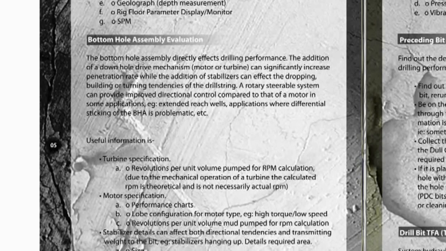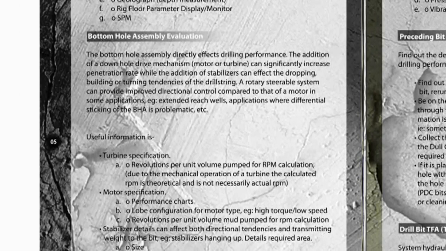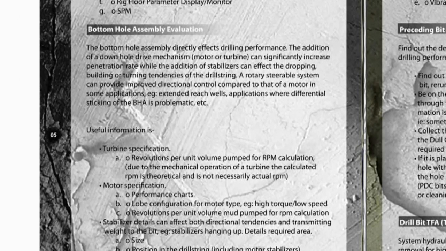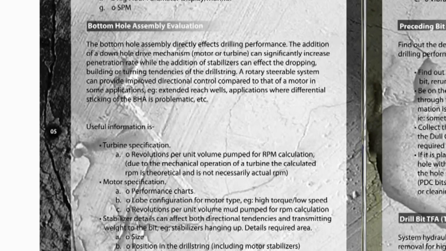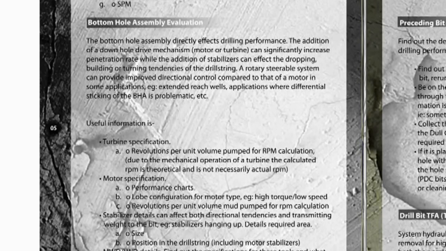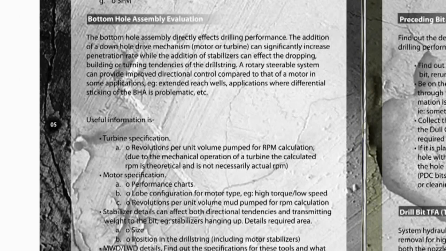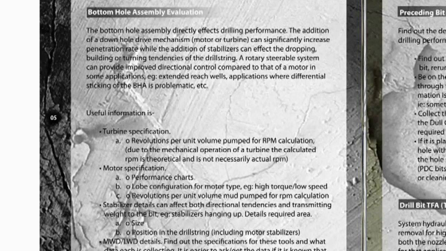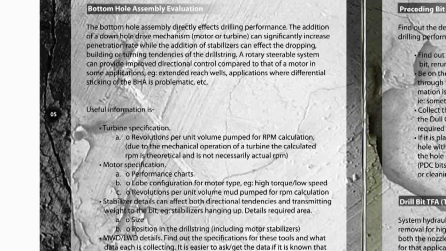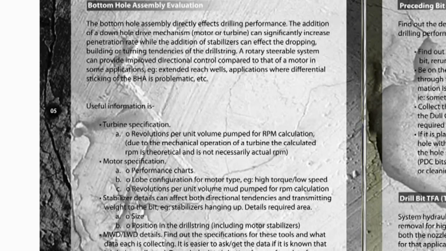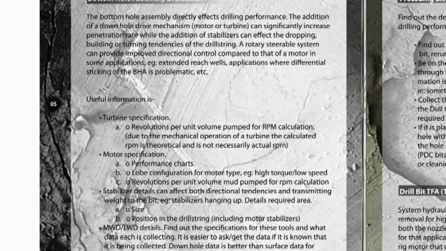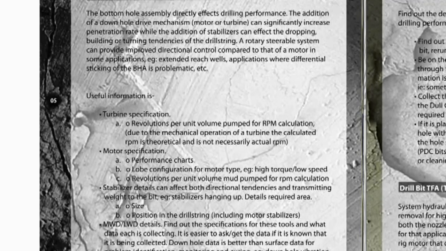Useful information is: turbine specification. Revolutions per unit volume pumped for RPM calculation. Due to the mechanical operation of a turbine, the calculated RPM is theoretical and is not necessarily actual RPM. Motor specification. Performance charts. Lobe configuration for motor type, for example, high torque, low speed. Revolutions per unit volume mud pumped for RPM calculation.